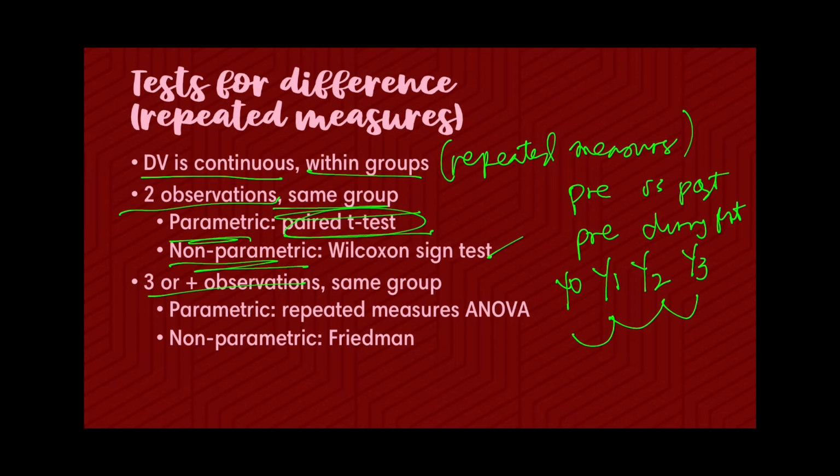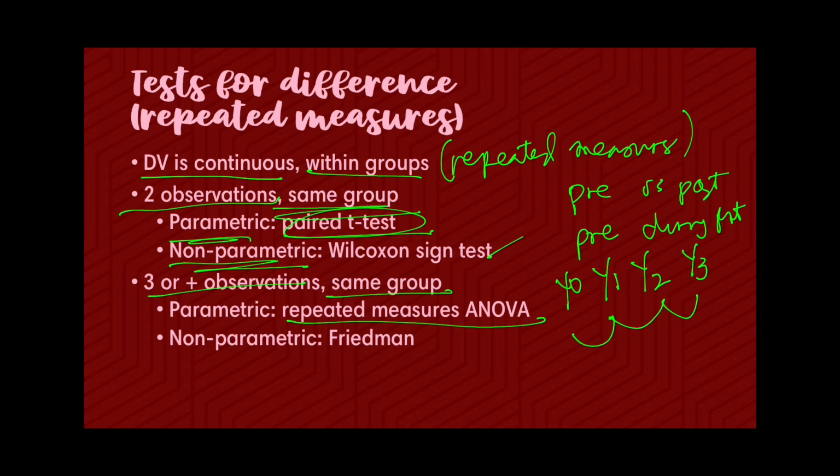More than 2 repeated measures within the same group, then we use a repeated measures ANOVA. So the one from earlier, that's one-way ANOVA, and now it's a repeated measures ANOVA. So it's easy to understand because you're using repeated measures, no?